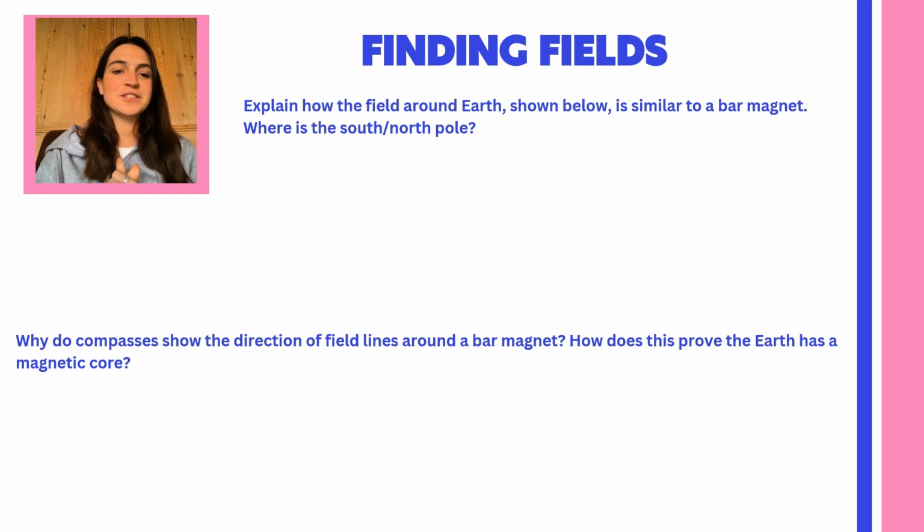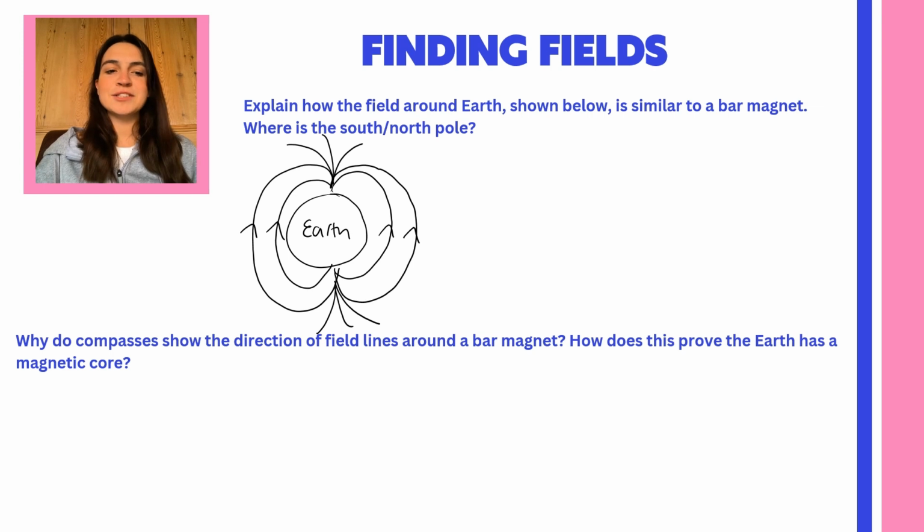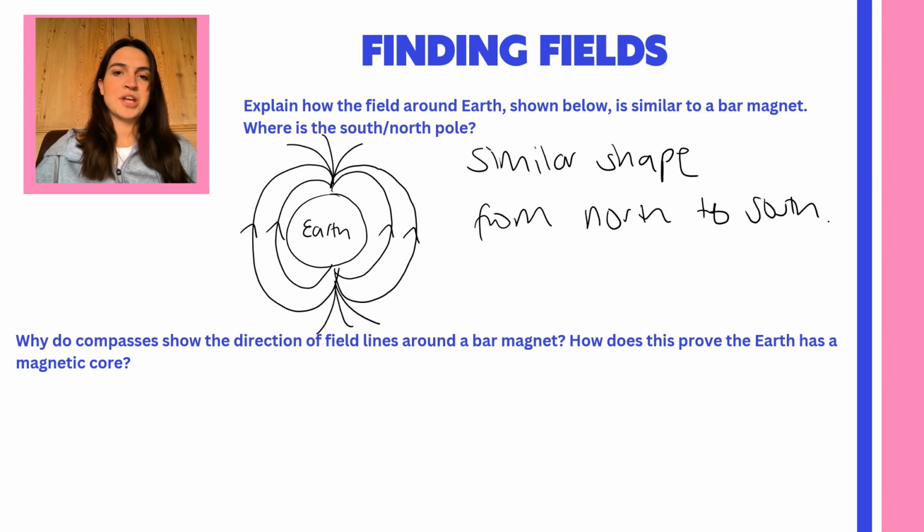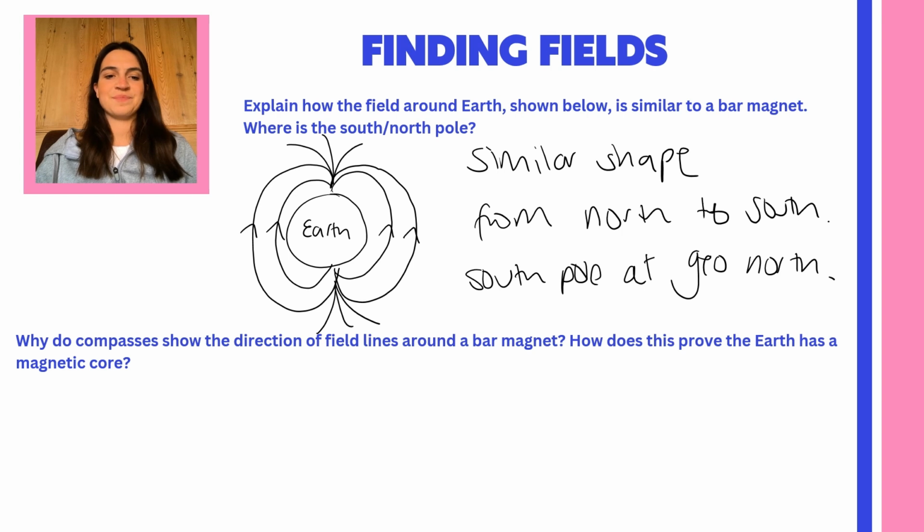Okay, on to finding fields. So explain how the field around the Earth, shown below, is similar to a bar magnet. Where is the south/north pole? Okay, so the first thing that I'll notice here is that actually the magnetic field around the Earth has a very similar shape to a bar magnet. And those magnetic field lines that I can see drawn on there are going from north to south. So since those arrows are pointing kind of upwards towards the top of my Earth, there must be a kind of south pole at the geographical north spot at the top of my Earth there.